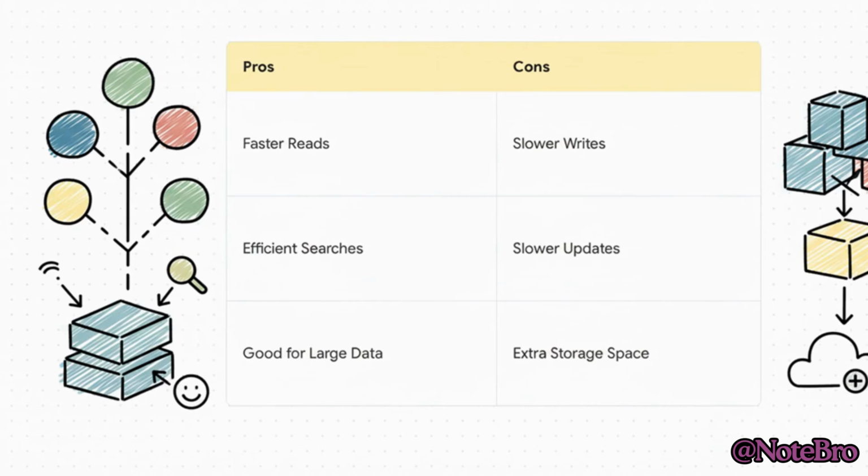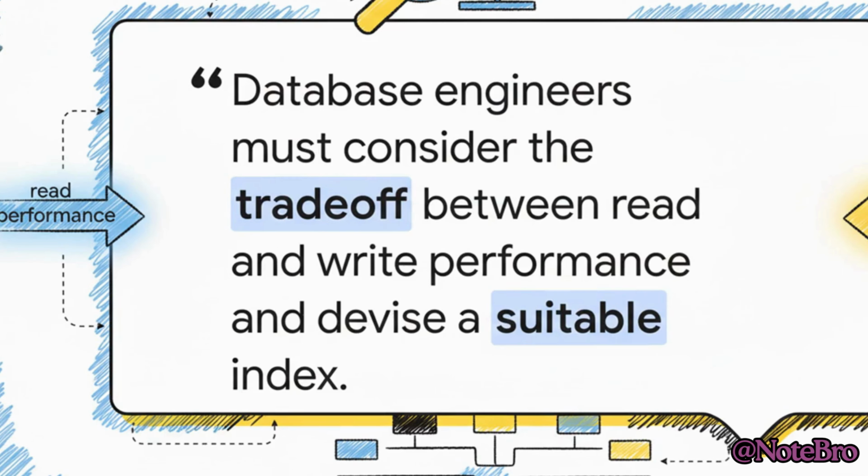But on the other hand, the con is that every time you write new data or update it or delete it, the database has to do 2 things: write the data itself and update the B-tree structure to keep it all perfectly balanced. That makes writes a little bit slower. Oh, and of course, the index itself takes up extra space on the disk. So the really crucial point here is that this is not an automatic just-do-it kind of choice.